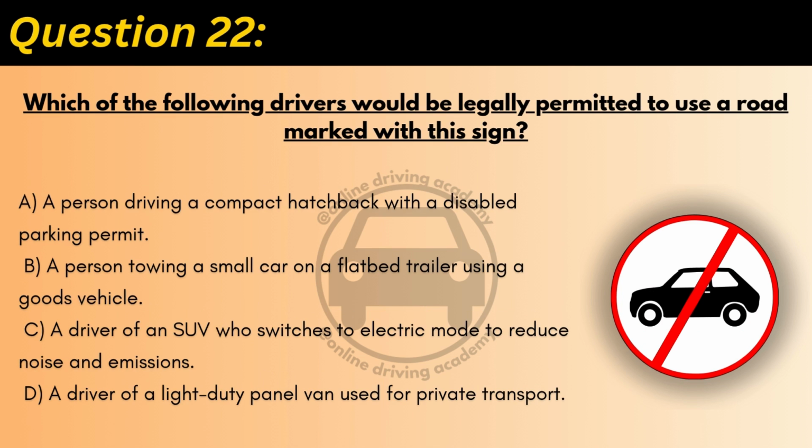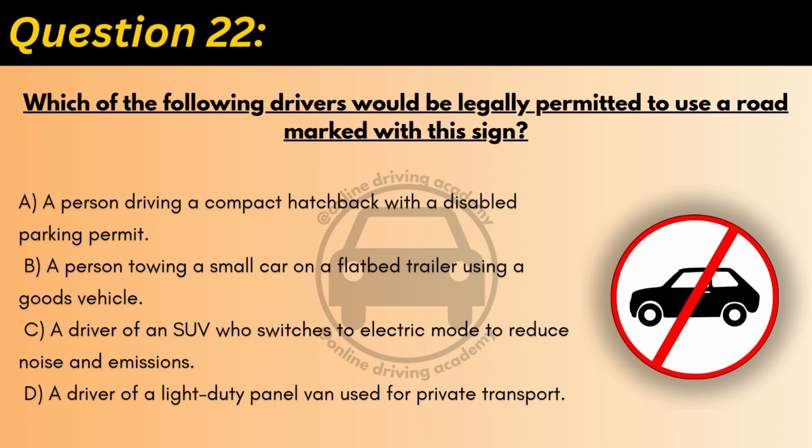Question 22. Which of the following drivers will be legally permitted to use a road marked with this sign? Now this sign is going to be a motor cars prohibited sign. So is your answer option A, a person driving a compact hatchback with a disabled parking permit? Is it going to be option B, a person towing a small car on a flatbed trailer using a goods vehicle? Is it going to be option C, a driver of an SUV who switches to electric mode to reduce noise and emissions? Or is it going to be option D, a driver of a light duty panel van used for private transport?